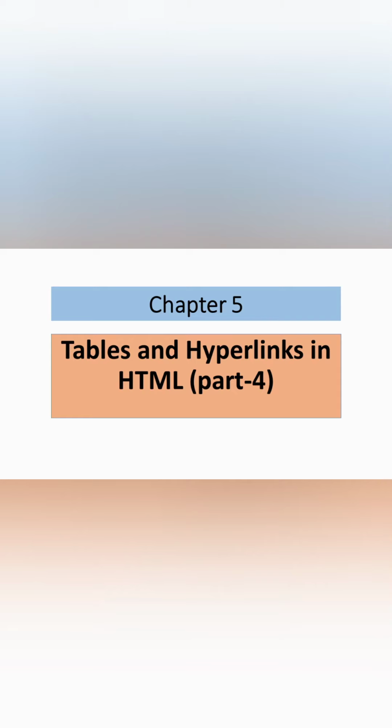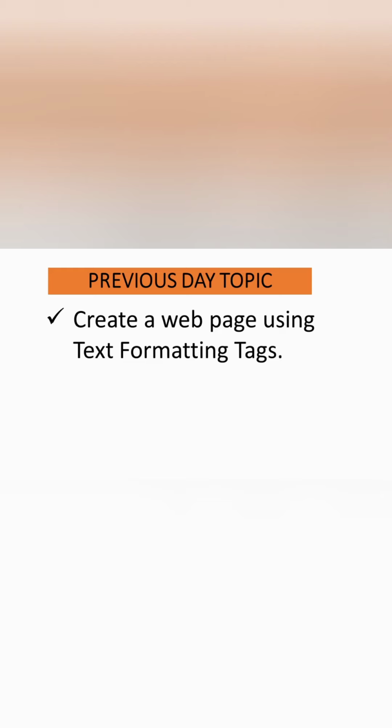Chapter 5, Tables and Hyperlinks in HTML. Students, previous day we learned to create a web page using text formatting tags. The text formatting tags are used to format the appearance of the text on your web page. So which are the text formatting tags? Yes, heading tags, bold tags, italic tags, underline and strikeout tags, superscript and subscript tags, and so on.